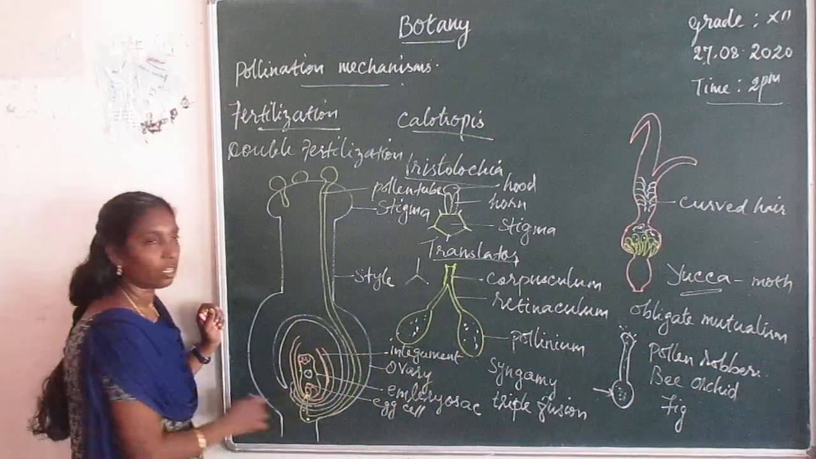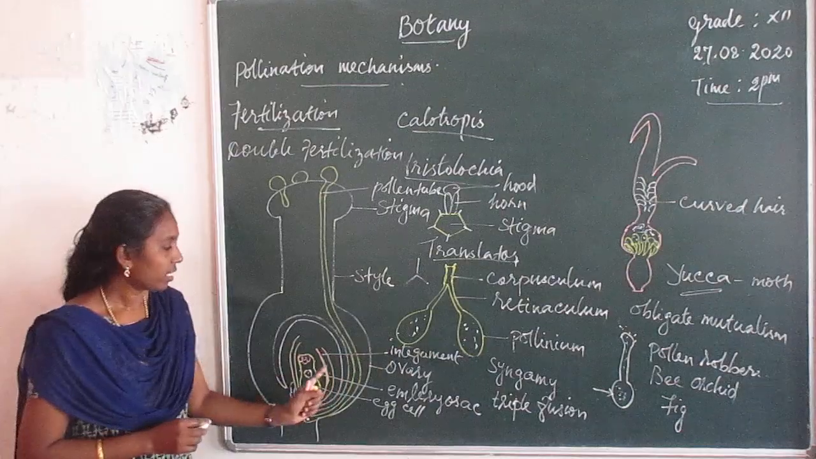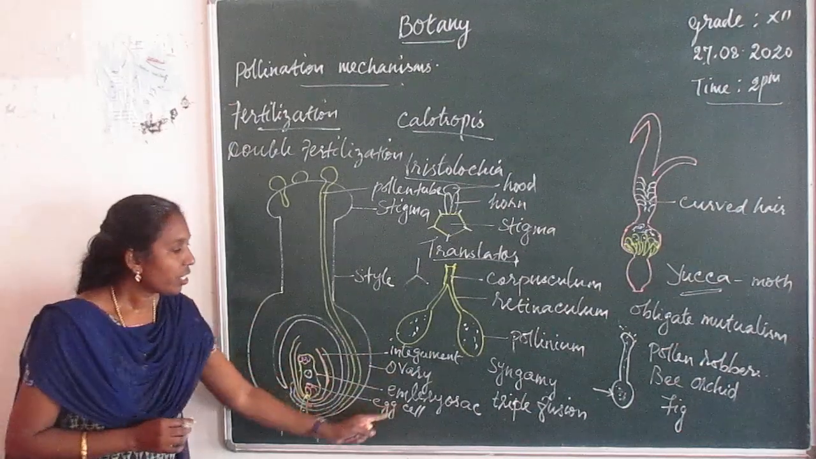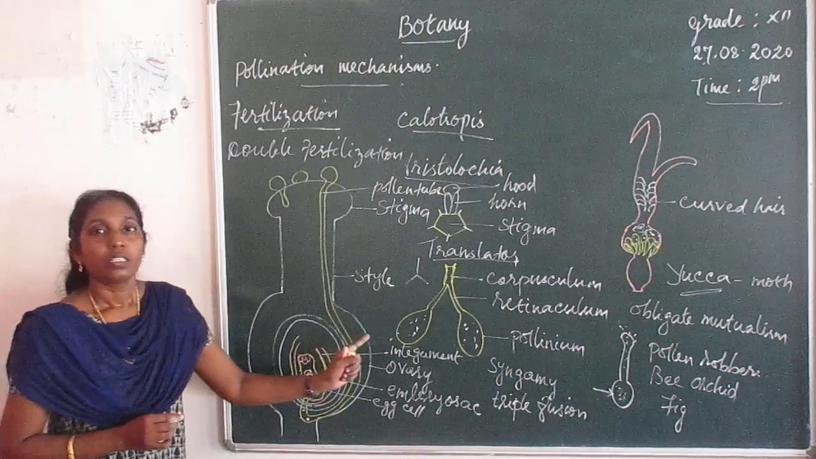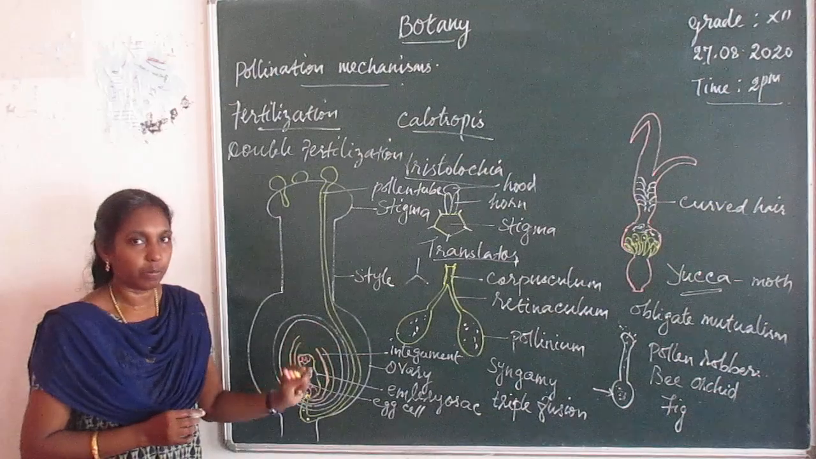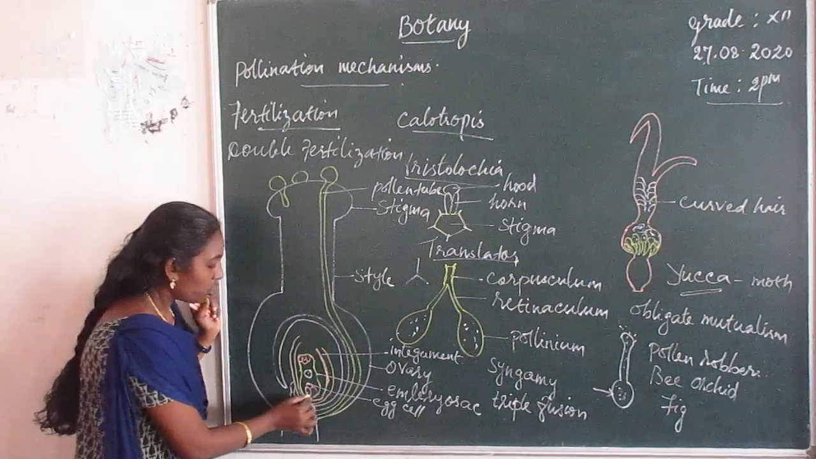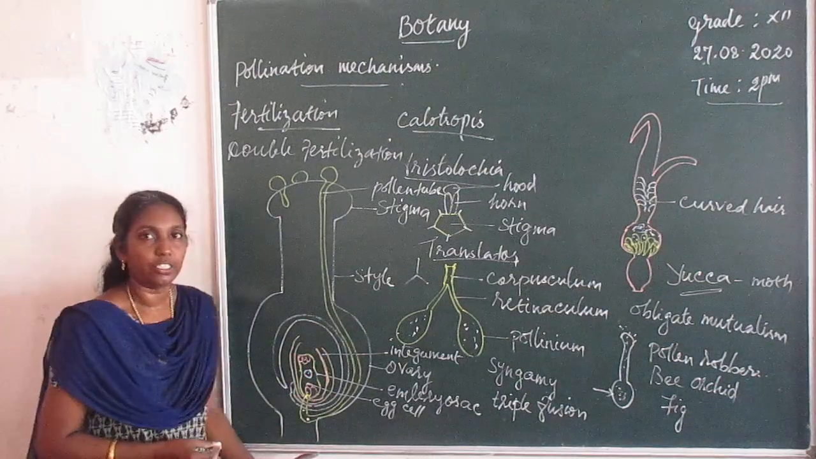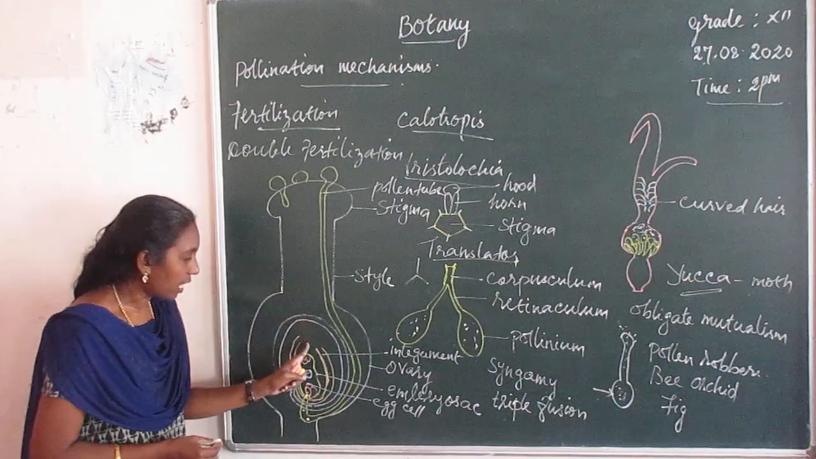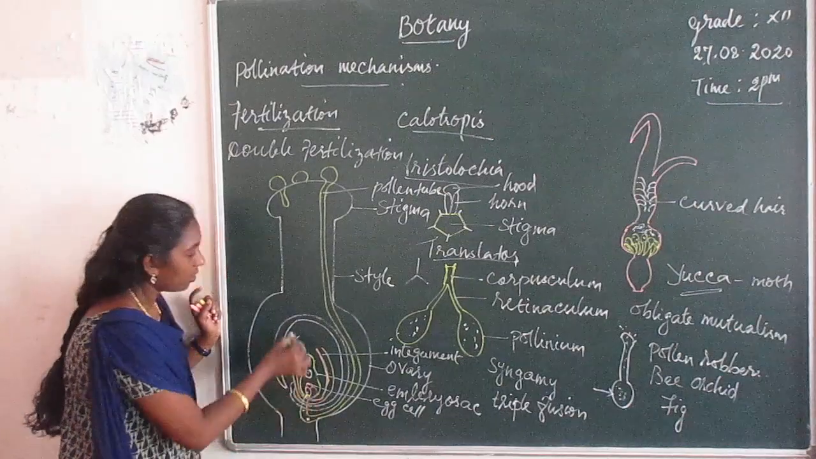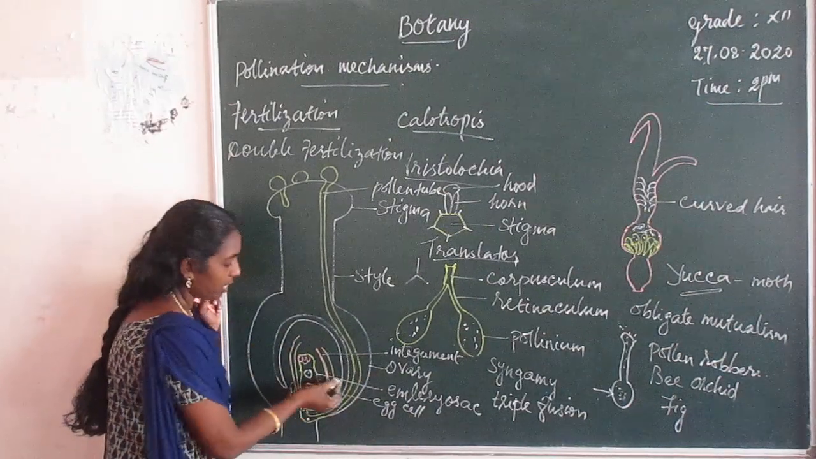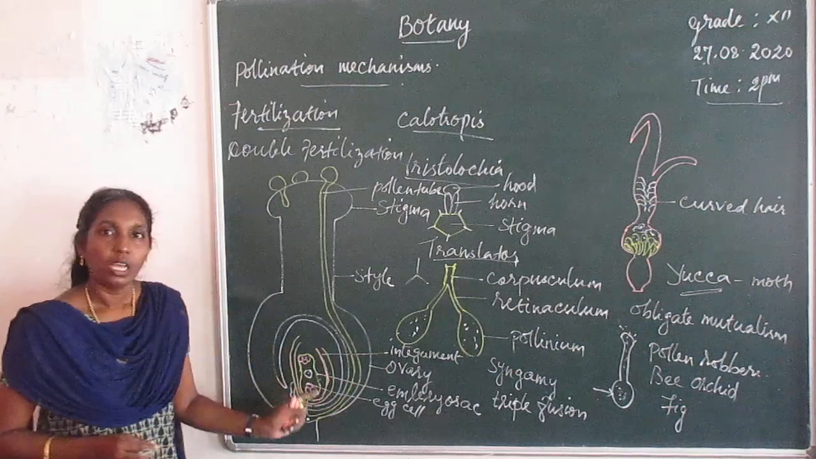Already you learned the structure of the ovule. All these parts are present in the ovule, including the integuments. Depending upon the entry of the pollen tube, there are three classifications: porogamete, chalazogamete, and mesogamete. If the pollen tube enters through the micropylar region, it is called porogamete. If it enters through the chalazal region, it is called chalazogamete. If it enters through the integuments, it is called mesogamete.